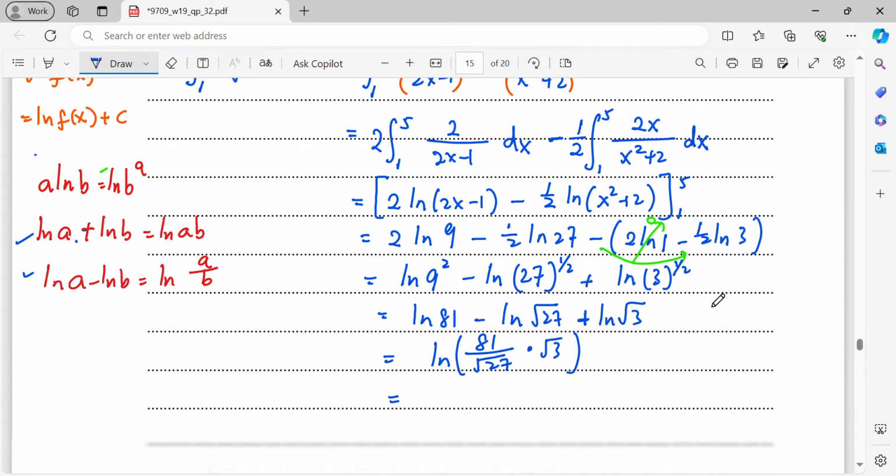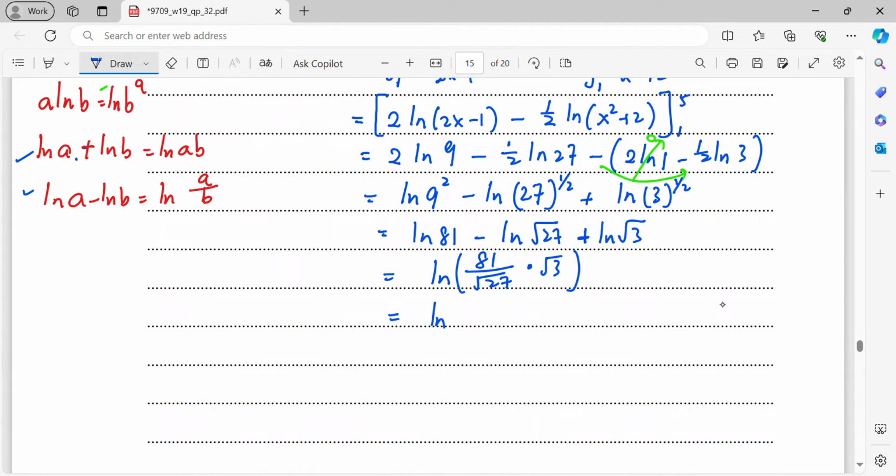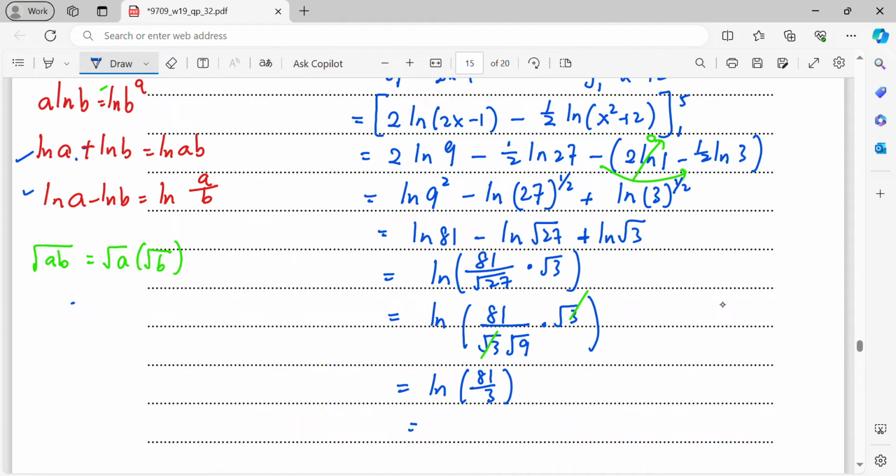Okay, then from here, I will get ln 81. Now, for your information, this square root 27 is the same as square root 3 times square root 9, then times another square root 3 on top. Because of this formula, square root AB equals square root A times square root B. So now the square root 3 will be cancelled off, and then we know that square root 9 is 3. So this is ln 81 over 3, and you will be getting ln 27. So that is the final answer.